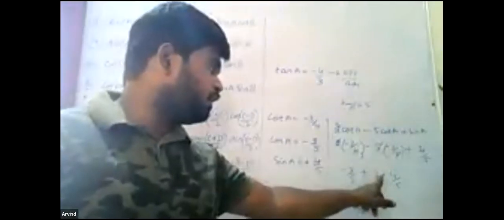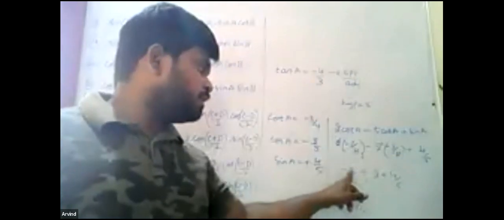So this becomes 30, 30 minus 15, 15 plus 8. 2 4s are 8. So if you take LCM for this, you get 23 by 10. So that's the answer.